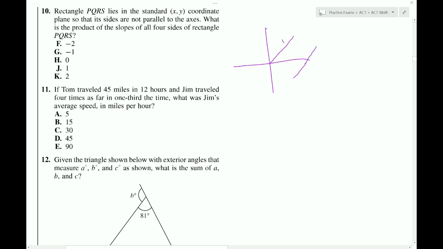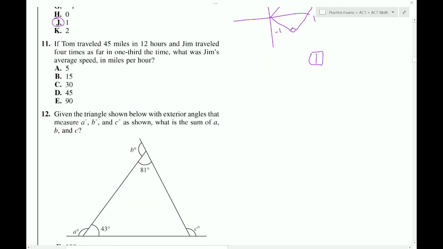Now there's going to be another side that's parallel to that, so it's also going to have a slope of 1, right? Now this side has got to be perpendicular to the side that I already drew. Well, to do perpendicular you have to do a negative reciprocal of the slope. So I flip and negate, I get negative 1. Same thing for this, negative 1. If I multiply those 4 things together, I end up with 1 as my product. Okay? That's a hard question, by the way.